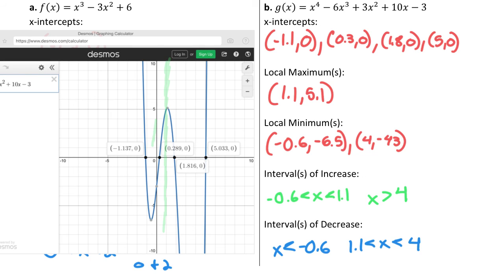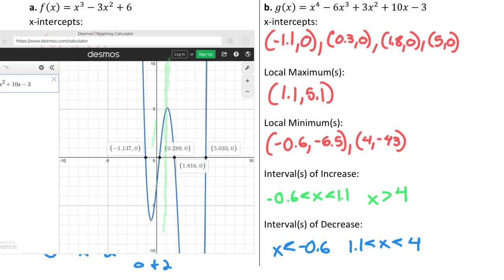Okay, so this one's got more going on, but x-intercepts, it has 4. So I just clicked where those points occurred for the x-intercepts. Local maximums, there was only one. It was this point in the middle here. I'll show you the yellow. This point right here is our local maximum. It had 2 local minimums, meaning it had 3 turning points. So there were more intervals of increase and decrease here.